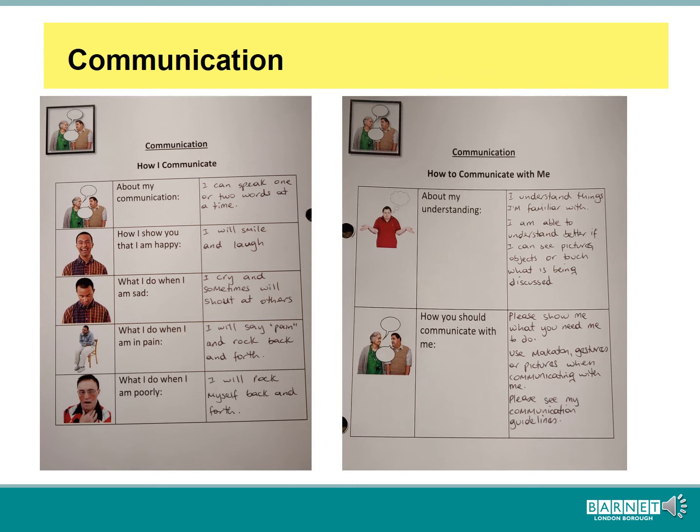So the next page is titled How to Communicate with Me. The top half of it is about my understanding. So I could say, I understand things I'm familiar with. I'm able to understand better if I can see pictures, objects, or touch what is being discussed. The second half talks about how you should communicate with me. It could be, please show me what you need me to do. Or it could also be using Makaton, gestures, or pictures when communicating with that individual. And you could also mention in there, if the person has communication guidelines, please refer to my communication guidelines.